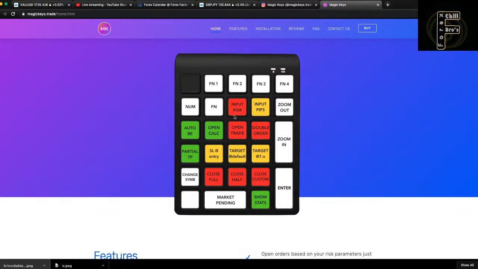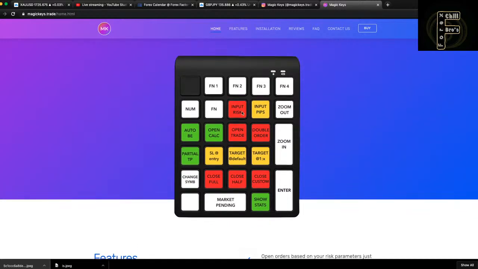Double order, input my risk. Close, customize my stop loss to entry. I don't have to manually input it on my phone. I just click this button, stop loss to entry. It's an automatic break even. I don't need to do other stuff manually. I just use the magic key. This is a very good feature for trading. It has helped me a lot in reducing my risk and securing profit.